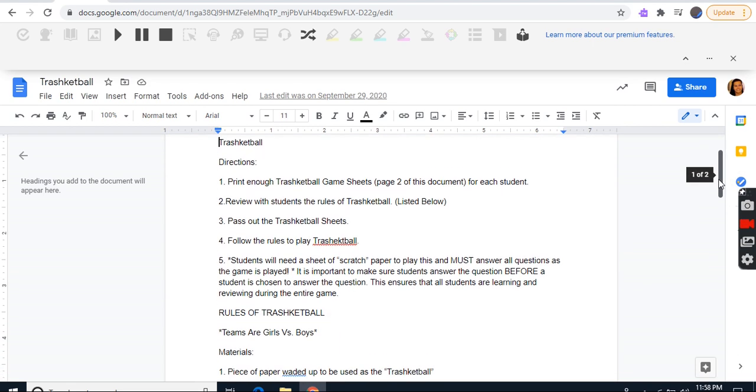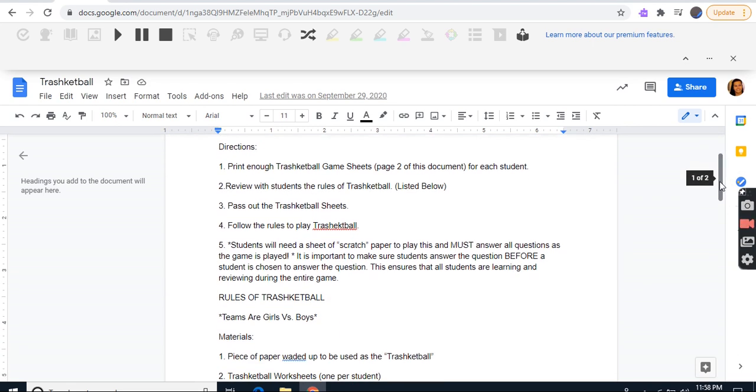The directions are to print out the trash ball game sheets, page 2 of this document, for each student. Review the rules of trash ball listed below with the students. Pass out the trash ball sheets.